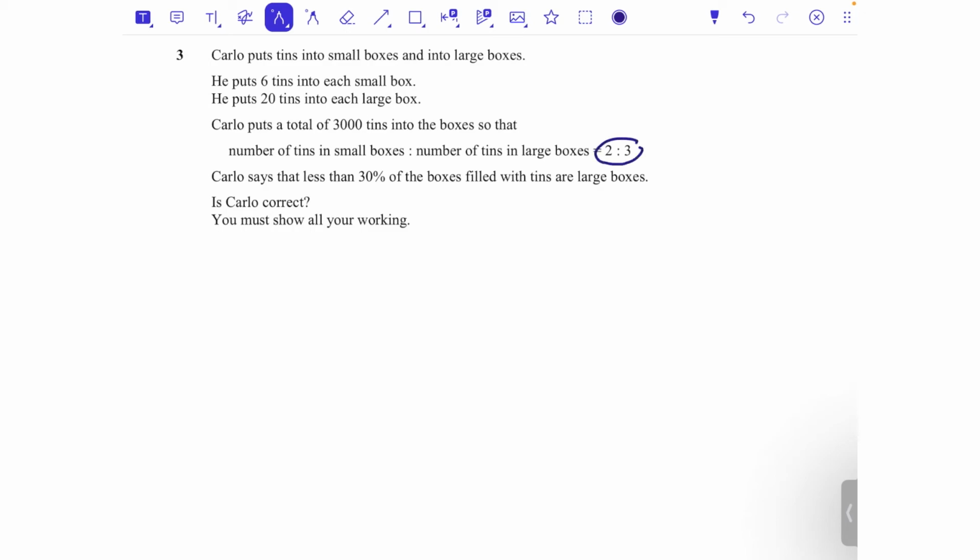Okay, so whenever I see ratio, I do find it helpful to do some little lines like this, so we know there are 5 parts altogether. We're sharing in the ratio 2 to 3, where this is small boxes and this is large boxes. Now, we know that there are 3,000 tins. So those 3,000 tins need to be split in that ratio. So we're going to do 3,000 divided by 5, and that is 600. So that means I've got 600 on each of these little lines.